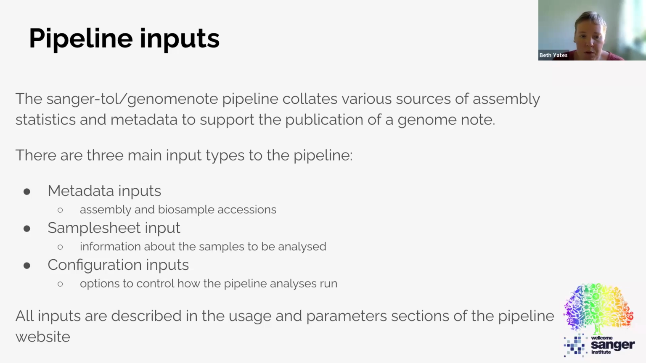There's a sample sheet input, which is where you would give a list of all the samples that we want to analyze for the assembly, and some basic configuration inputs, which are options to control how the pipeline analyses run. For example, there may be some steps within the pipeline that we don't want to run, or there may be a step that we need to give a bit more memory for a certain genome. But all of the inputs and their usage are described on the pipeline website.